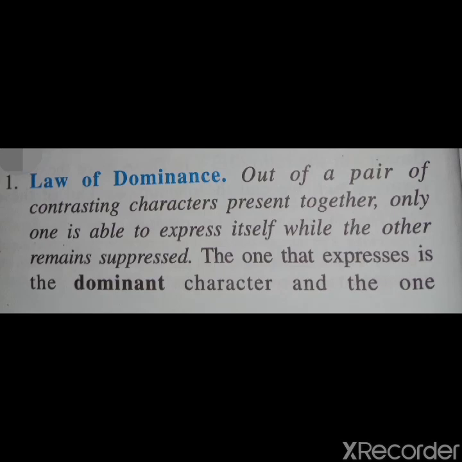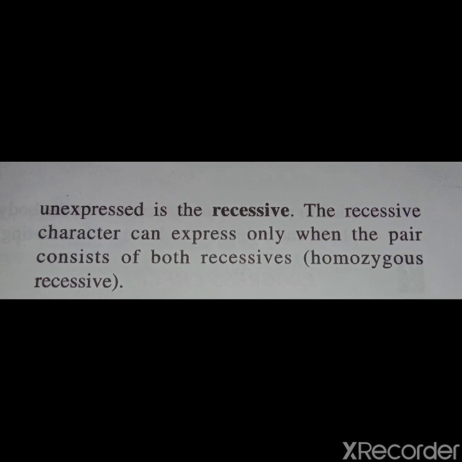Mendel gave the law of dominance after this monohybrid cross. He says that out of a pair of contrasting characters present together, like purple flower and white flower, only one is able to express itself while the other remains suppressed. The one that expresses is the dominant character, like purple flower, and the one unexpressed is the recessive, like white flower. The recessive character can express only when the pair consists of both recessives, that is homozygous recessive.